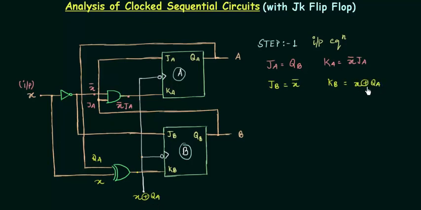This is my odd ones detector. I can also write it as X complement QA or QA complement X. So we are done with our step 1, in which we have found out the different expressions for our different inputs. Now we will use this to find out our state table, and finally by using the state table we will have our state diagram.